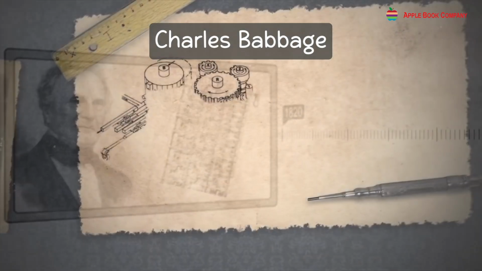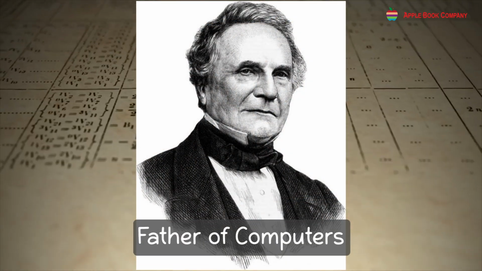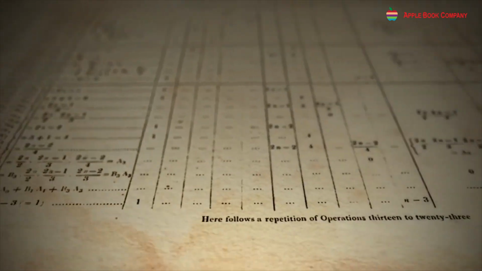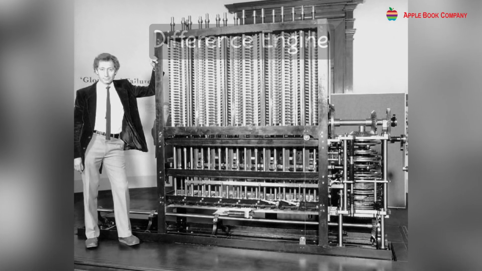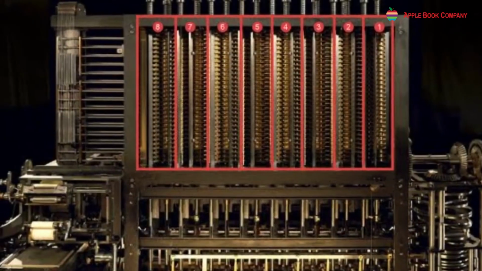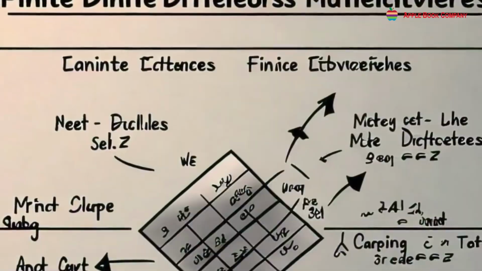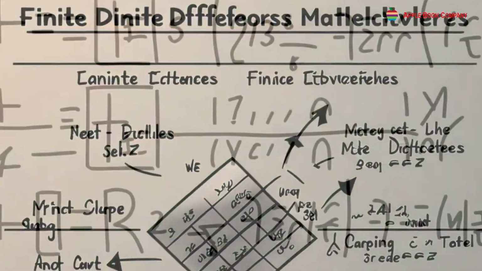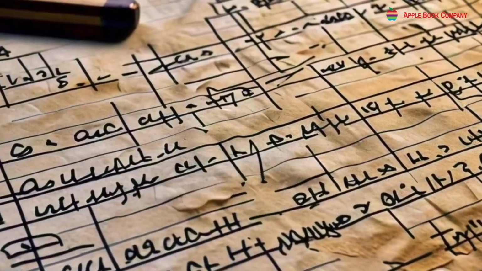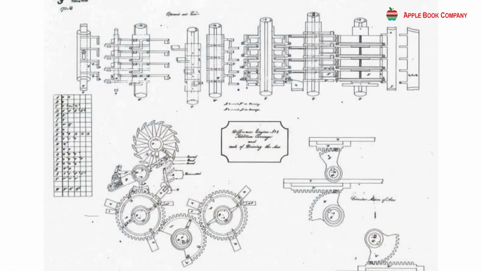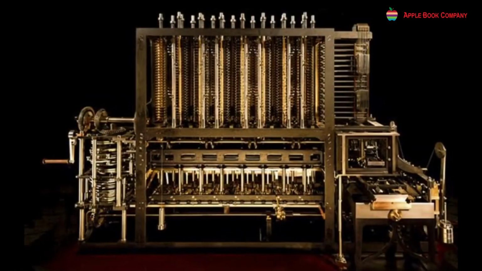Charles Babbage. Charles Babbage was an English mathematician and inventor. He is known as the father of computers. He designed two important machines that were the precursors to modern computers. Difference engine. The difference engine was designed to calculate mathematical tables automatically. It could perform complex calculations quickly and accurately. Babbage intended it to eliminate human errors in mathematical tables used for navigation and engineering. Although the machine was never fully built during his lifetime, it demonstrated the potential of automatic computing.